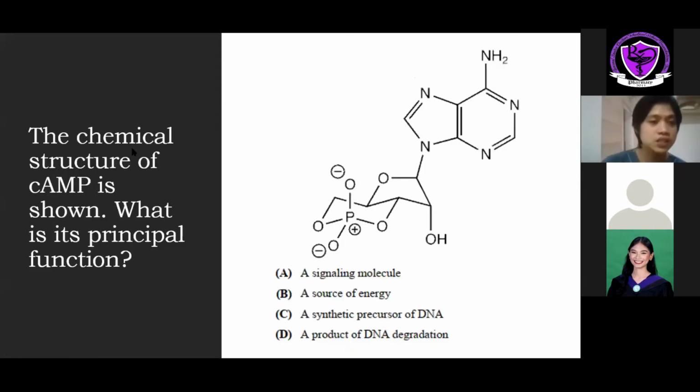Okay, so this is the chemical structure of cyclic adenosine monophosphate. What is its function in the body? No? Adenosine, this is the sugar, this is the base. No? Kaya siya adenosine. And this is the phosphate. No? Next cycle, kaya cyclic adenosine monophosphate. What is its function in the body?